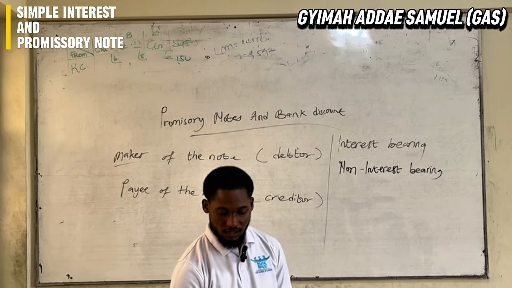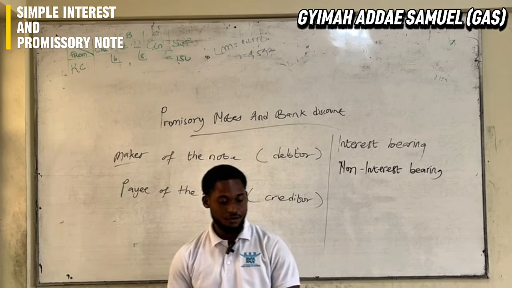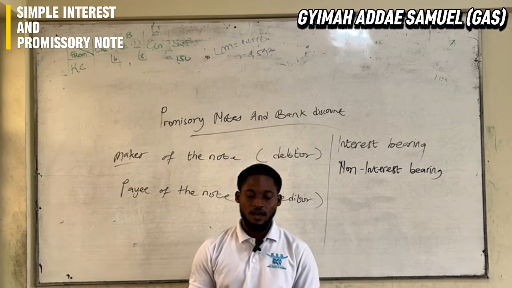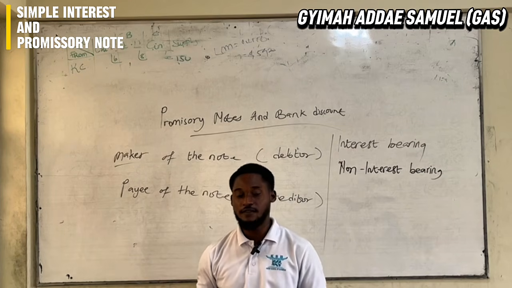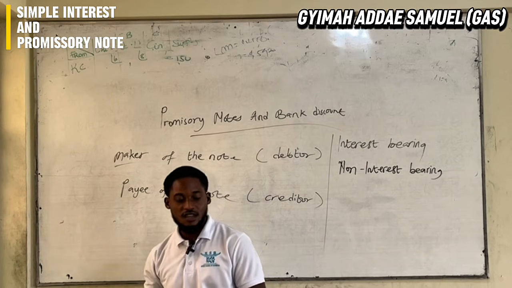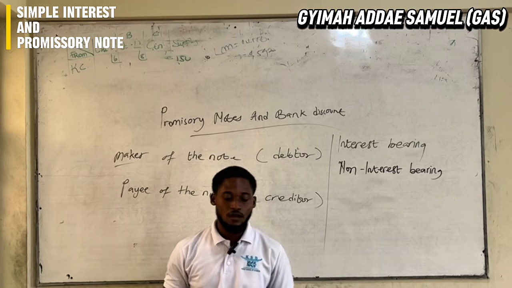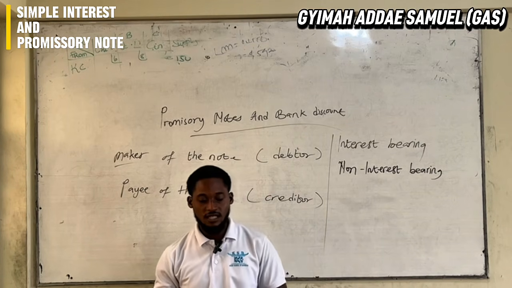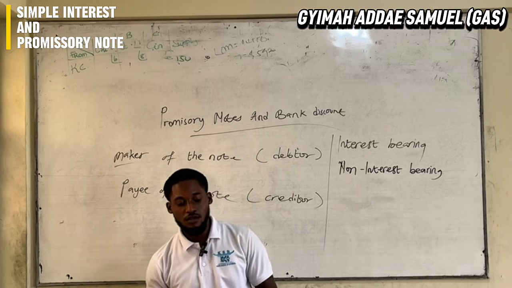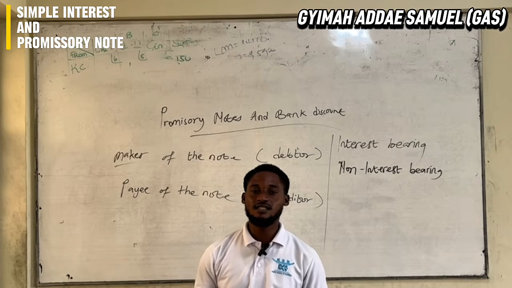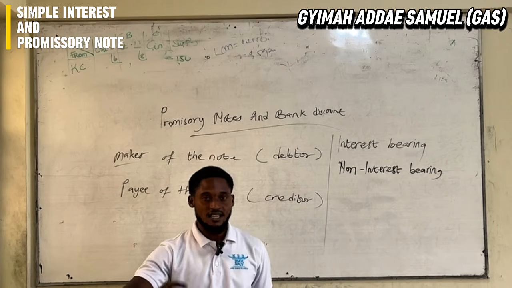So for a non-interest bearing note, the value received, that is the maturity value, is the same as the face value. For such notes, in most cases, interest is deducted at the time money is borrowed, that is, in advance.